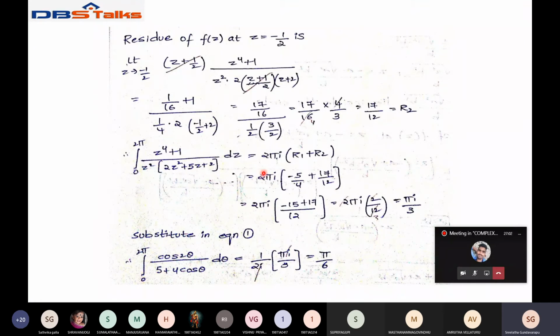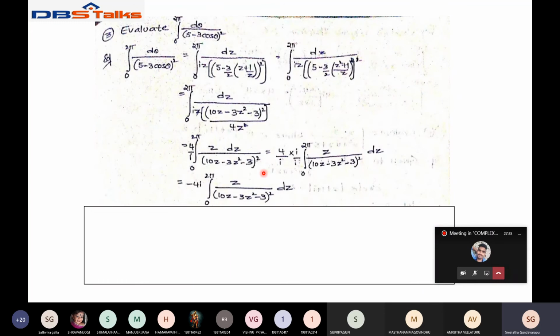For R3, the pole z = -2 is outside the circle, that's why R3 is 0. Therefore the integral of (z⁴ + 1) / (z²(2z² + 5z + 2)) dz equals 2πi times (R1 + R2), which equals πi/3. This value is substituted in equation 1. The integral from 0 to 2π of cos 2θ / (5 + 4 cos θ) dθ equals π/6.